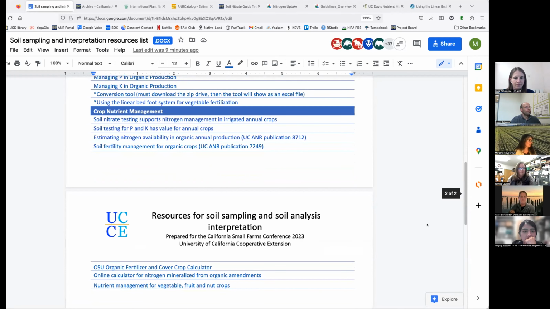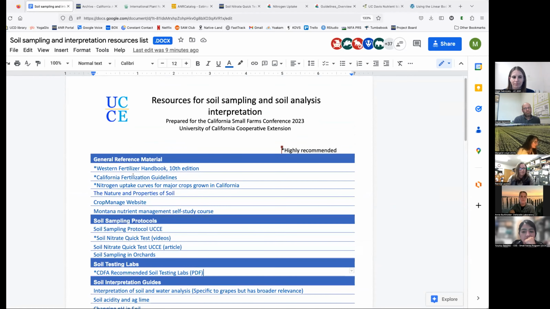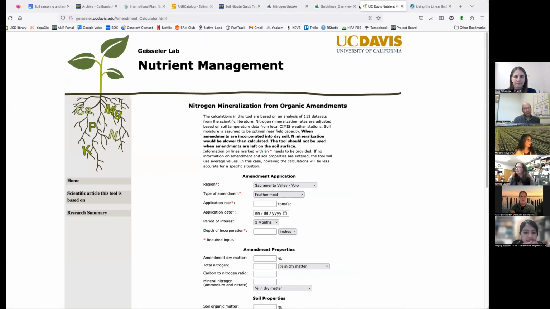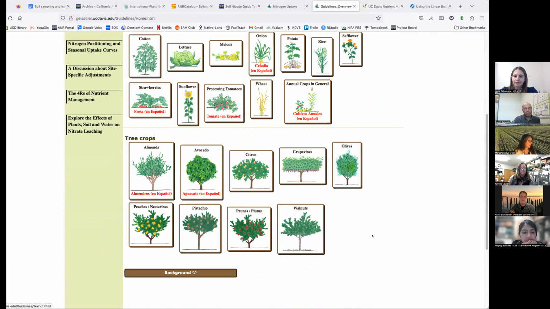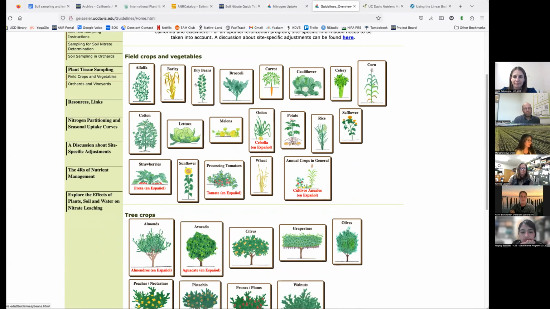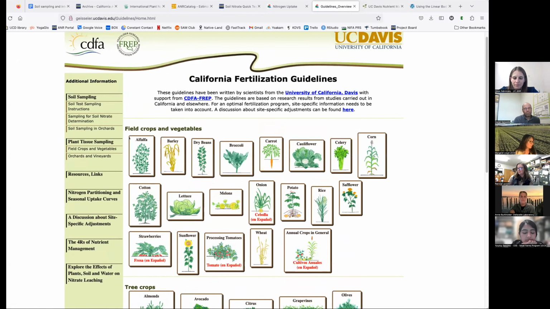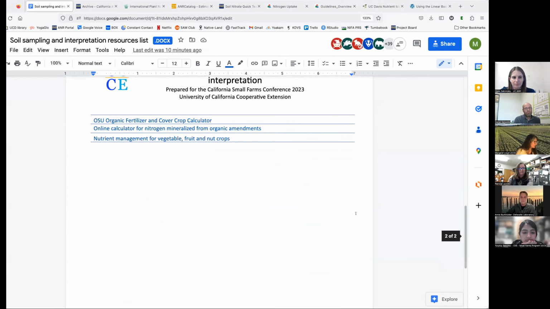And then some of those links that Daniel talked about, or is it up here? Sorry, the California Fertilization Guidelines. These are those guidelines that Daniel walked us through. So you can find all these different crops and some tree crops and get the full profile about different nutrients and look at the fertility guidelines based on the time of sampling. And that's just about it.